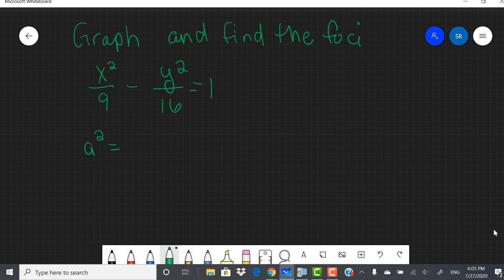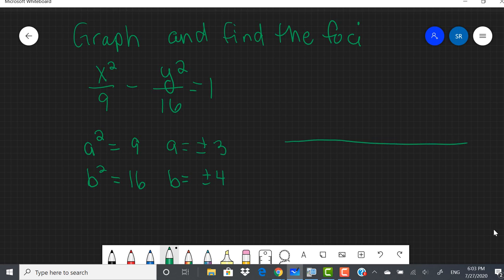So my a squared is going to be 9. And my b squared is going to equal 16. So therefore my a, take the square root of 9, is plus or minus 3. And my b is going to be plus or minus 4.